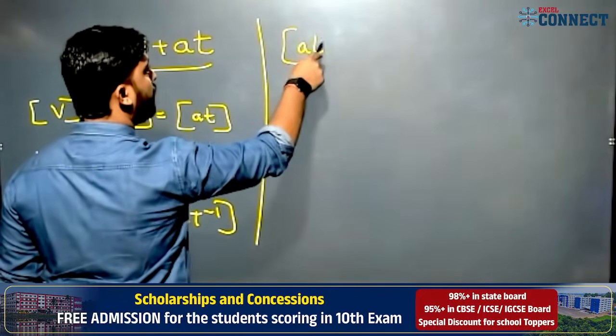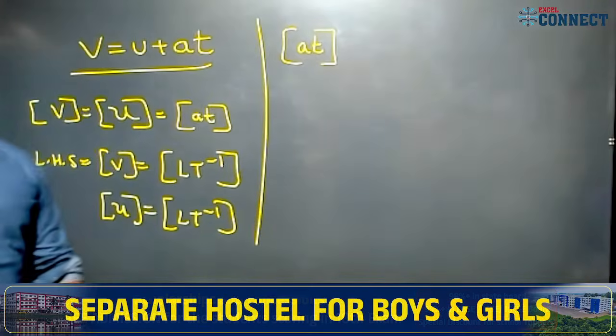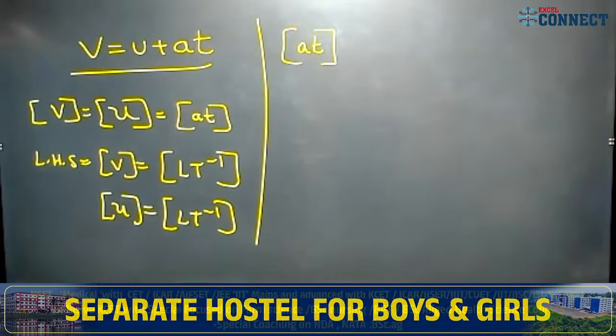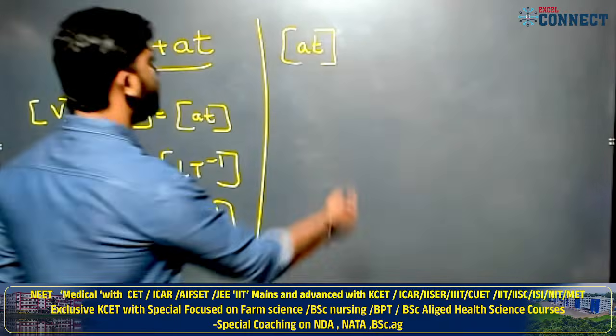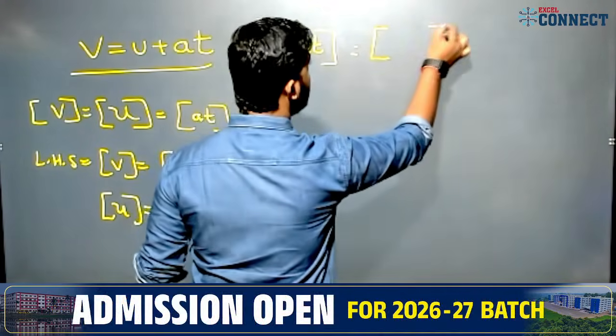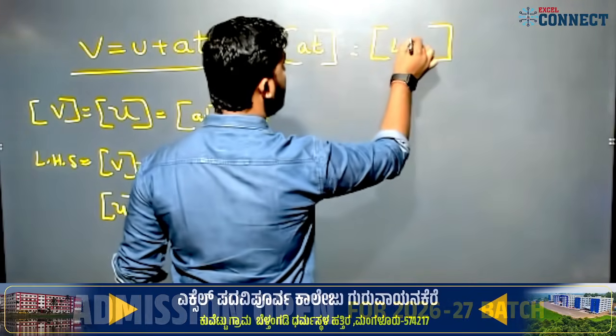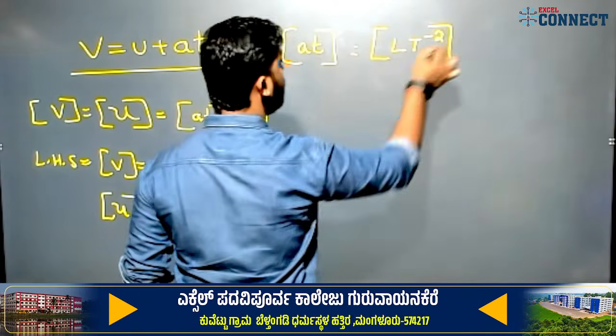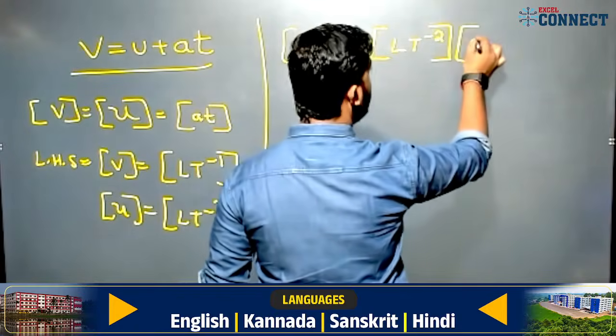Okay, what is the dimension of AT, we have to check. A means acceleration, T means time. So what is the dimension of AT? It is dimension of acceleration, which is L T minus 2 into dimension of time.